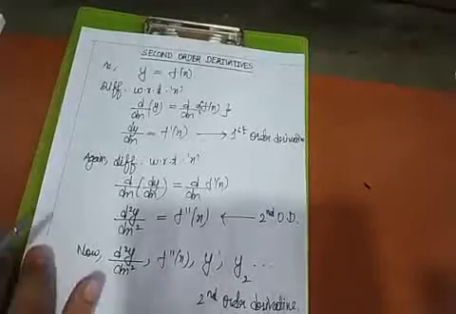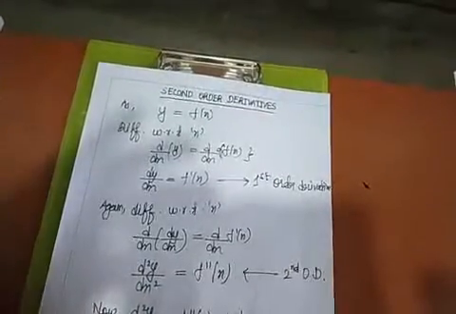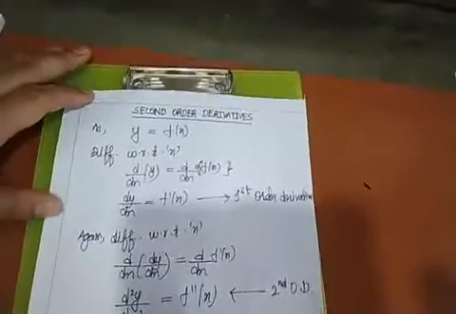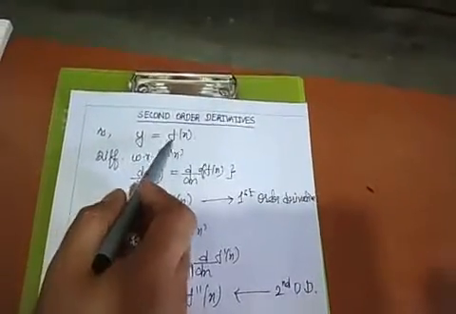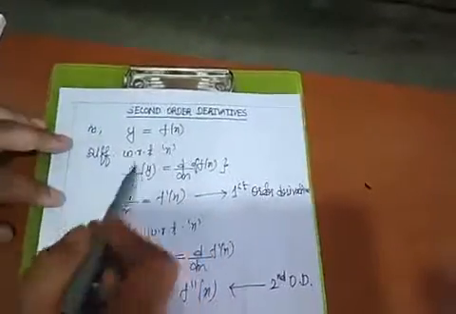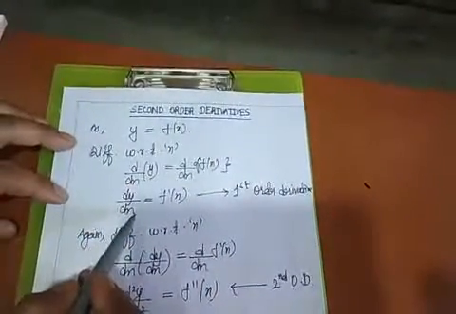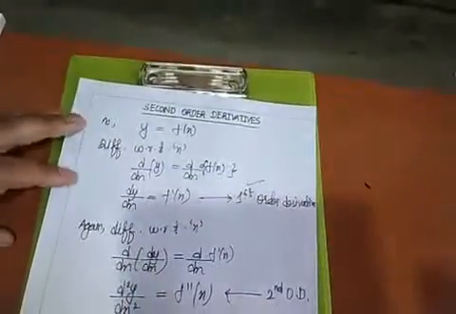Okay, so today we are going to start second order derivative. What do we understand by second order derivative? Let's try to understand first. As we know, y equals f(x). If I differentiate this y with respect to x on both sides, then I'll get dy by dx, which is equal to f dash of x. So this is our first order derivative.